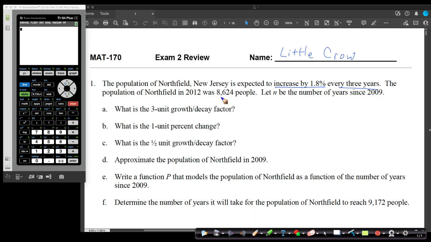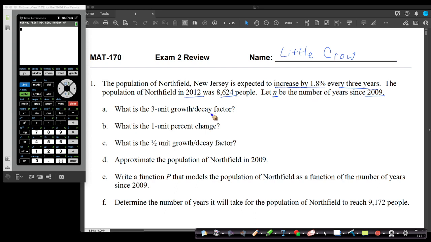We're given the population of what it was in 2012, but the variable we're going to use is going to be n. Remember, population growth is exponential, and n is the year since 2009. So this year, 2012, is actually 3 years down the road. When n is 0, it's 2009. Okay, so let's start looking at these questions we have.